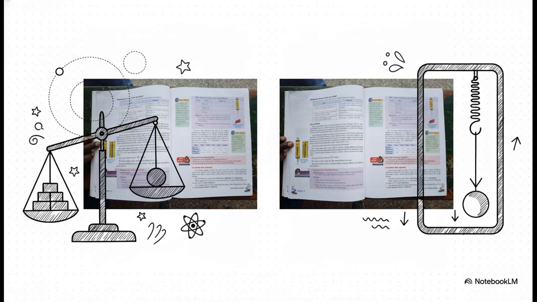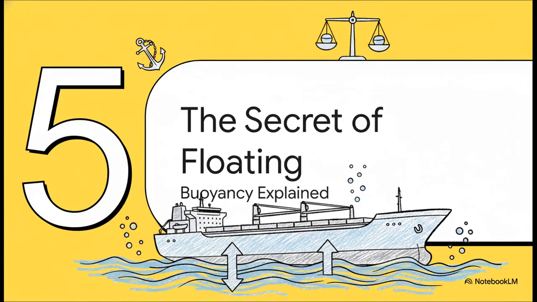And you can see this difference just by looking at the tools we use. To measure mass, we use a balance, which basically just compares your stuff to a known amount of stuff. But to measure weight, we use a spring scale, which actually measures the downward pull, the force of gravity. Different ideas, different tools.